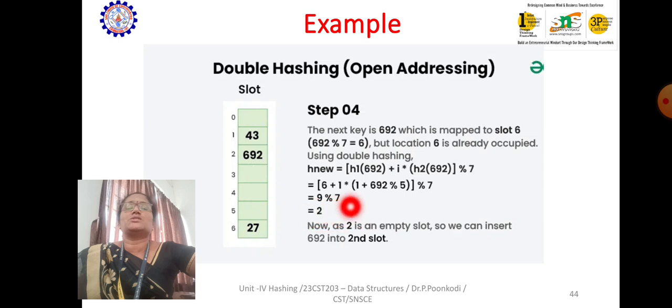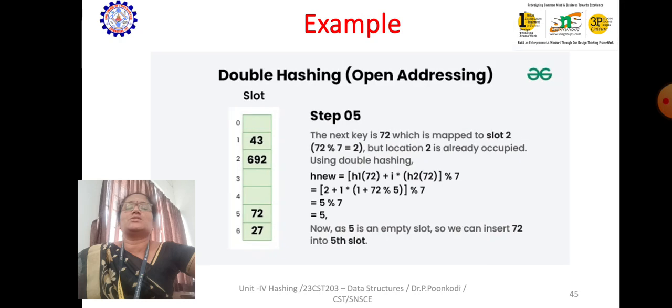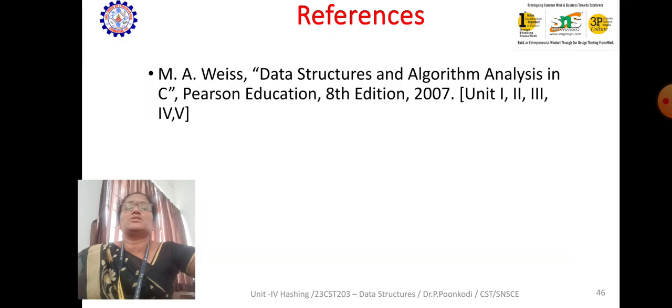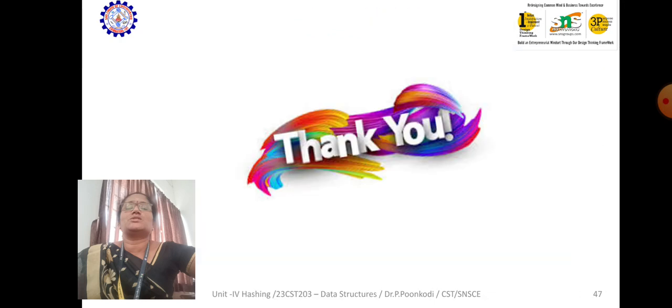So 9 modulo 7 is 2. We have to check index position 2. Index position 2 is free, so we occupy this place to save the value 692. Okay, this is the reference, and thank you.